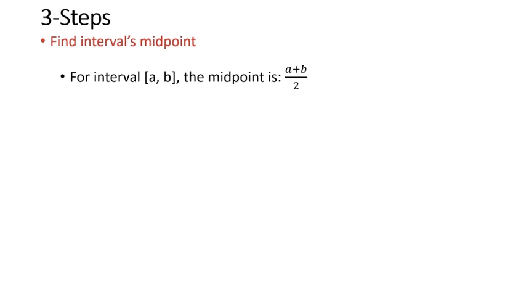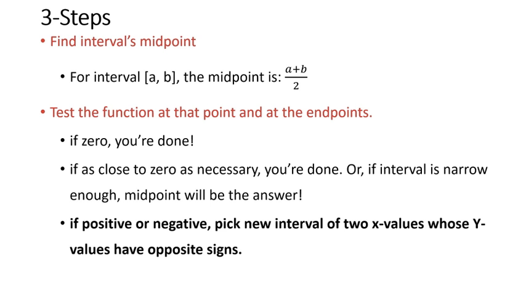This method has 3 steps. The first is to find the midpoint of the interval we're given. All you have to do is add up the endpoints and divide them by 2. Next, we're going to test our function at that midpoint and at the endpoints. If we get 0 for any of the points, then we've found the 0 of the function.